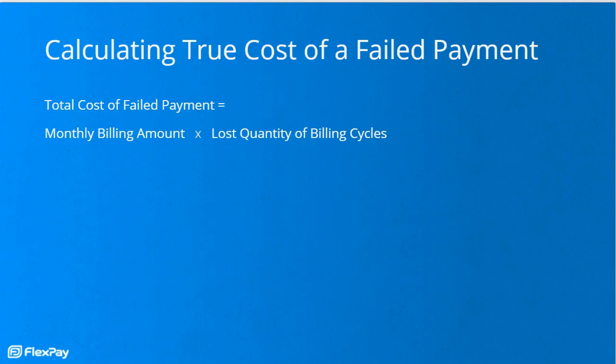So now that we have this baseline of understanding about what causes failed payments and ways to think about how to recover, we can start to dive into calculating what the true cost of a failed payment really is. We can use the customer lifetime value equation to calculate the individual costs. So the cost of a failed payment for you, for one customer, is the monthly billing amount the customer is paying you times the number of lost billing cycles that are going to be eliminated as a result of the failed payment. The calculation is pretty easy, right?